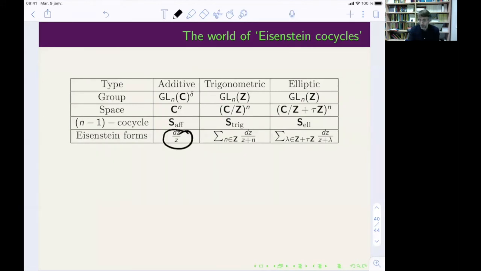On the trigonometric side, we have seen this. GL_n Z acts on (C mod Z)^n. You get the trigonometric cocycle, and I've worked with the cotangent function, but it's more natural, in fact, to work with differential forms. And you get this sum, of course regularized as explained to us by Eisenstein. And on the elliptic side, now you quotient C by Z plus tau Z, a lattice, and you can even let tau vary, and you get a richer cocycle, the elliptic cocycle, some incarnation of which was first considered by Pierre Charollois.